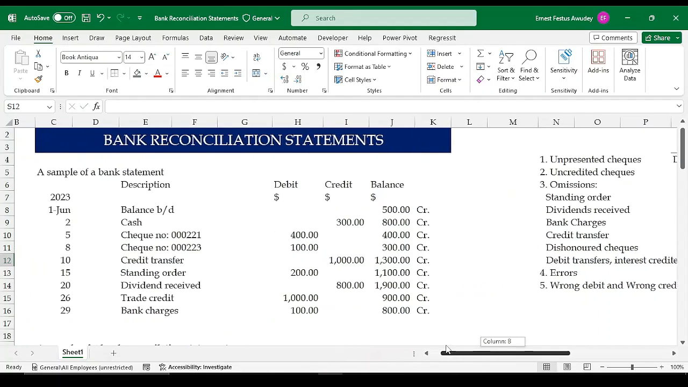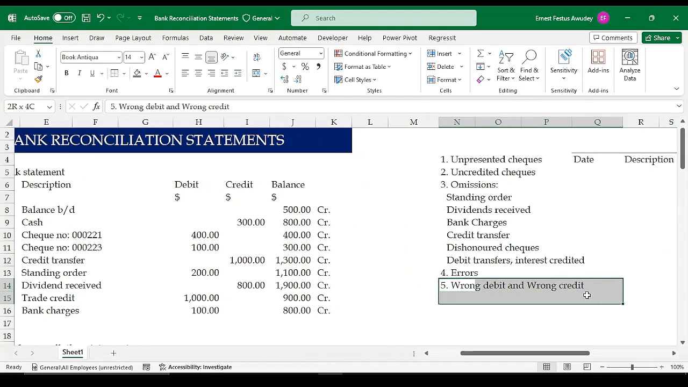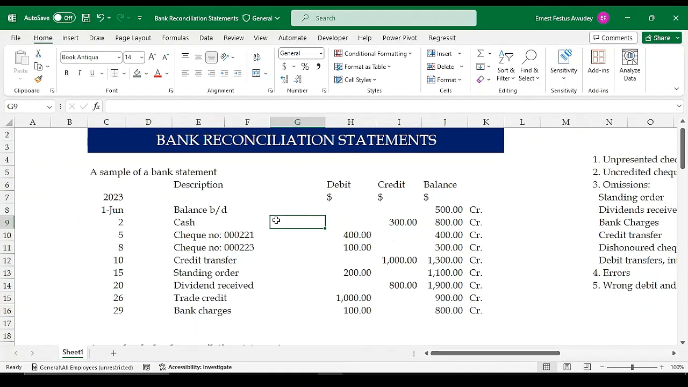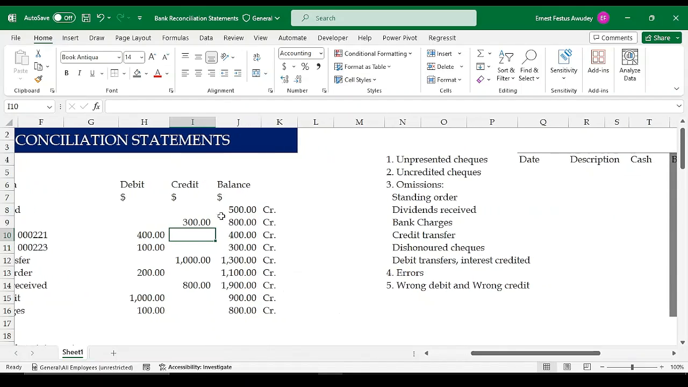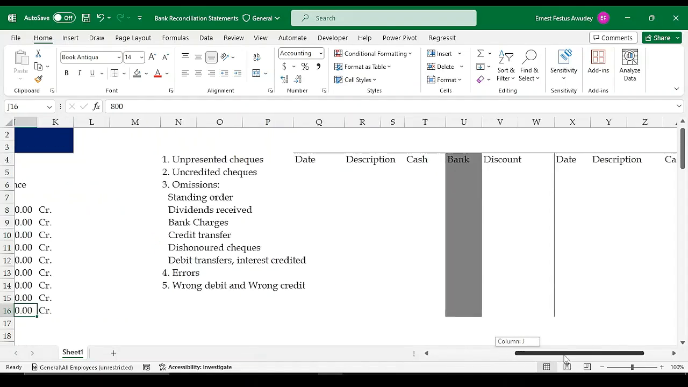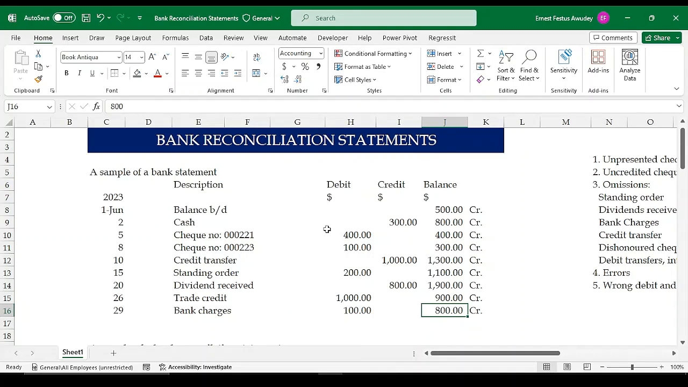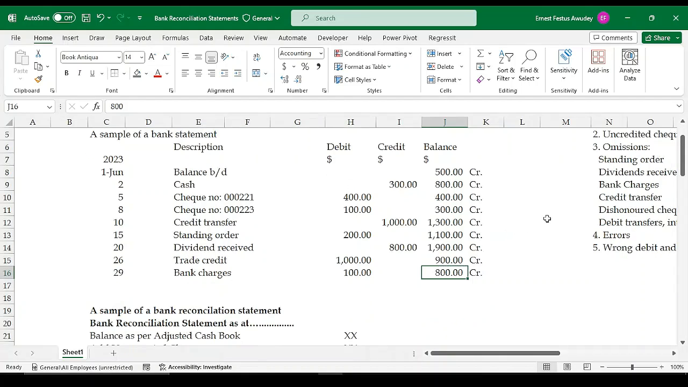It will cause a difference between the bank statement balance and the cash book balance. Then a final one that I have here on my list is what you call wrong debit and wrong credit. That is usually committed by the bank. So you have lodged a cash amount of $300. The bank mistakenly enters it as a debit. That is a wrong debit. You have issued a check for payment. The bank wrongly credits it rather. That is a wrong credit. And that will cause the balance of the bank statement not to agree with the balance of the cash book. So those are some of the reasons why there is always a difference between the bank statement balance and the cash book balance.